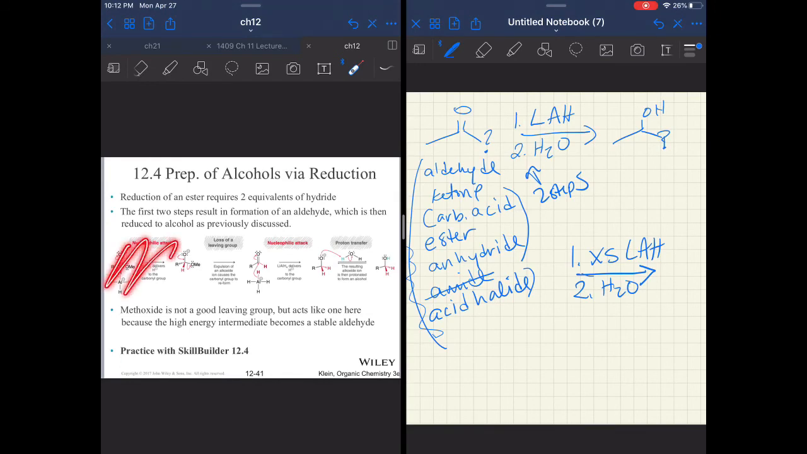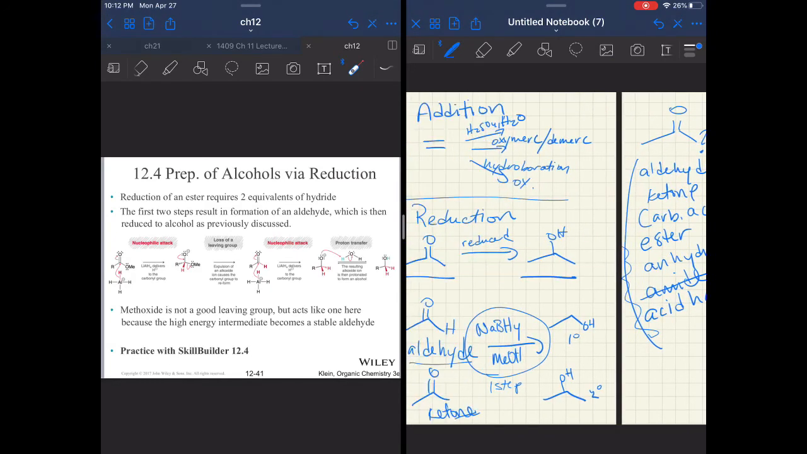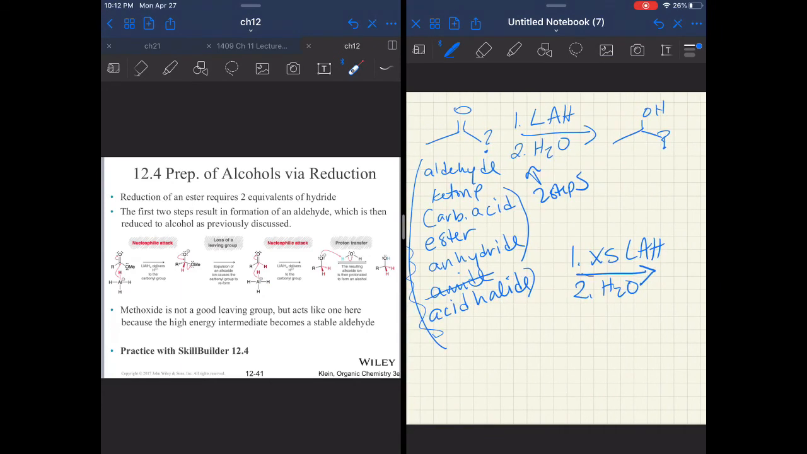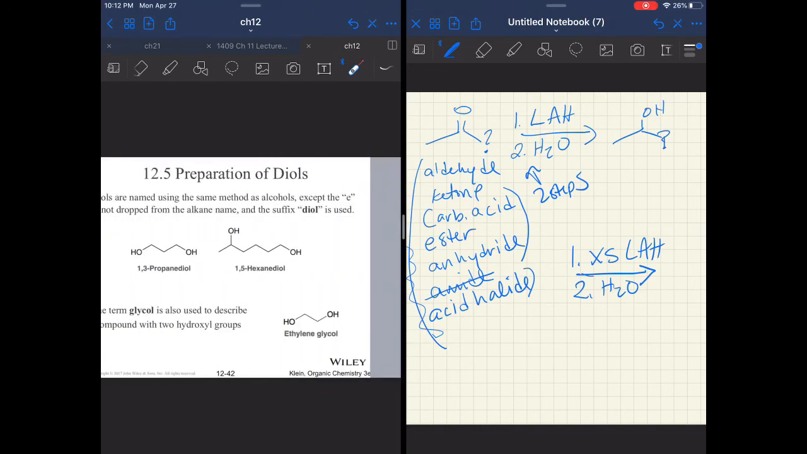This is more of the same. Klein really likes this. It's not a bad mechanism. I'm just not asking you to know it. Okay, so you don't need to know it for aldehydes and ketones. You don't need to know it for carboxylic acids and their derivatives. You don't need to know NaBH4 mechanism or LAH. We will, let's see, actually, let's finish up with diols.